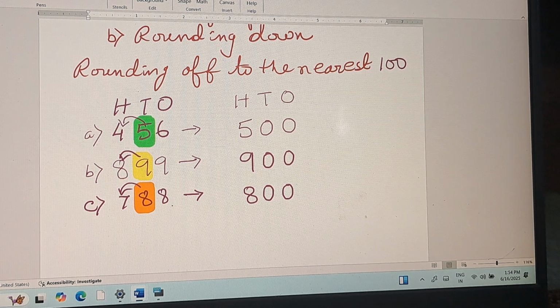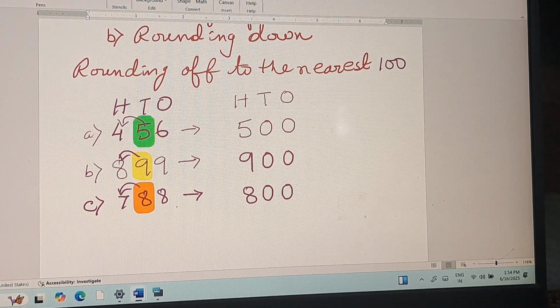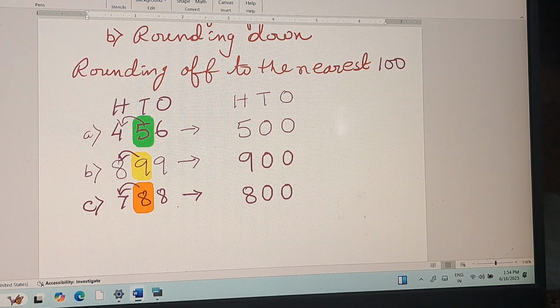So this is all about today's topic, rounding off to the nearest 10 and rounding off to the nearest 100.